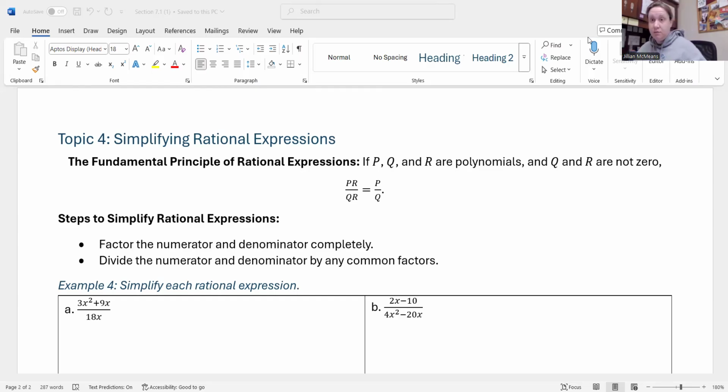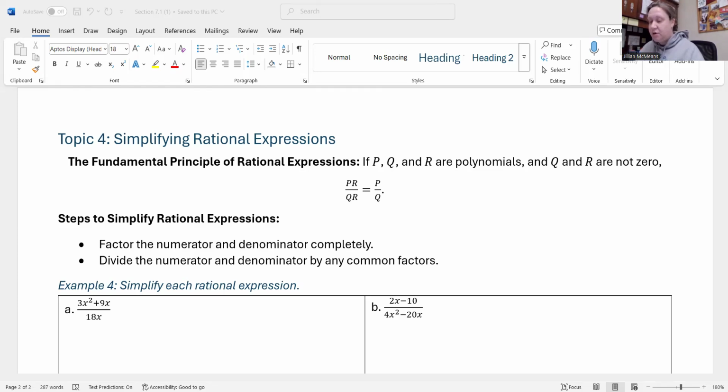In topic 4, we're going to finally talk about simplifying rational expressions, which is kind of the heart and soul of this section. So we've already looked at simplifying fractions. Everything we do in this chapter is going to relate back to just plain old fractions. So those steps and processes that we learn with fractions apply here. We just have to incorporate what we know about fractions with what we know about algebra, okay?